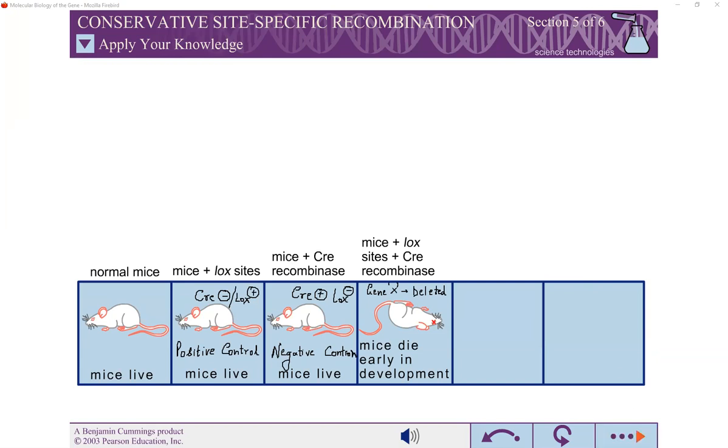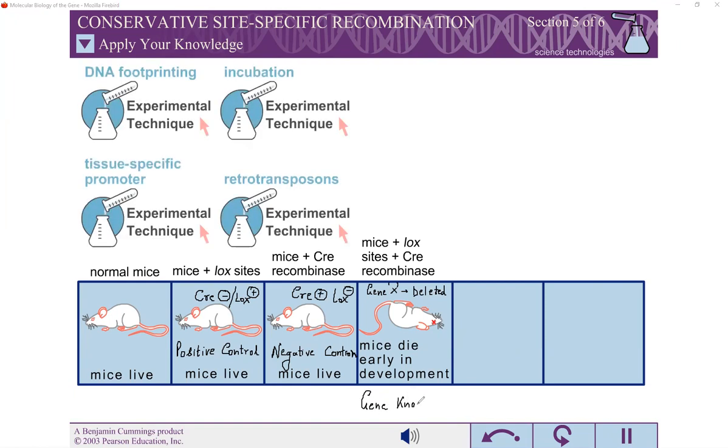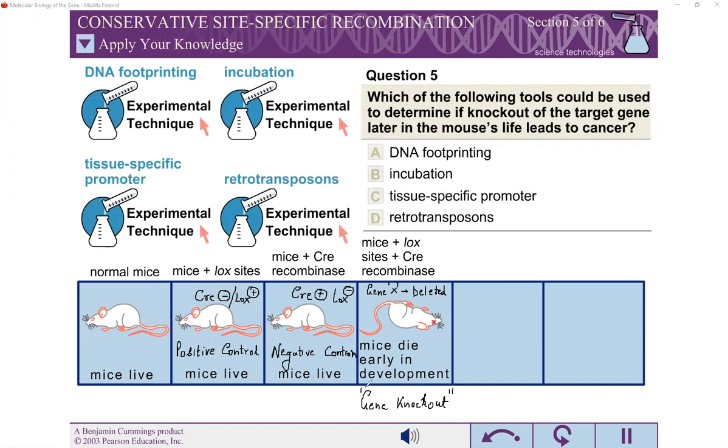Now please do look forward. While the mice all die early in development as a result of the gene knockout, tests show that the mice do not develop cancer. Apparently, the target gene is important for early development. Question 5. Which of the following tools could be used to determine if knockout of the target gene later in the mouse's life leads to cancer? Now, which of the following methods can be used to determine if the knockout of this particular gene is responsible for the occurrence of cancer or not?